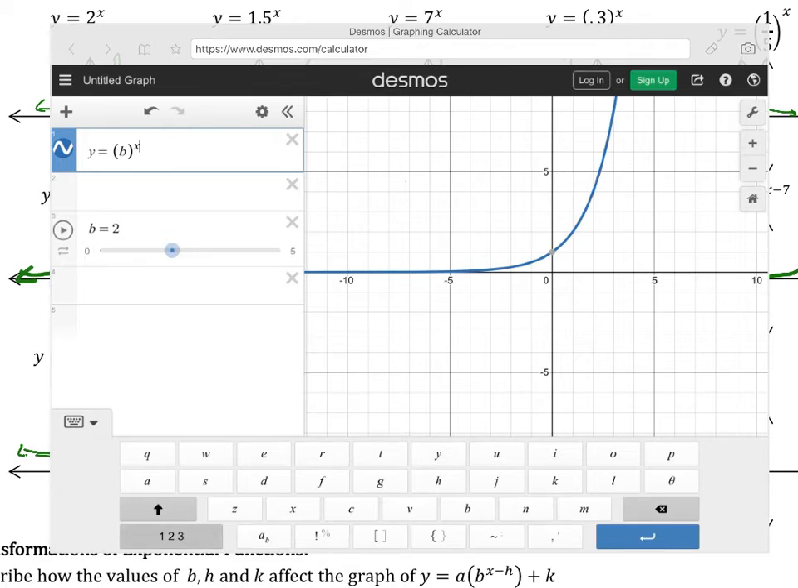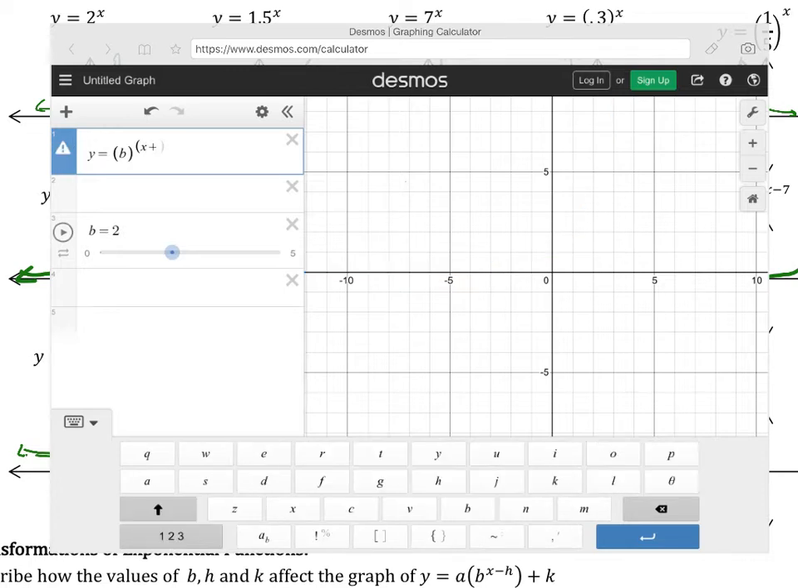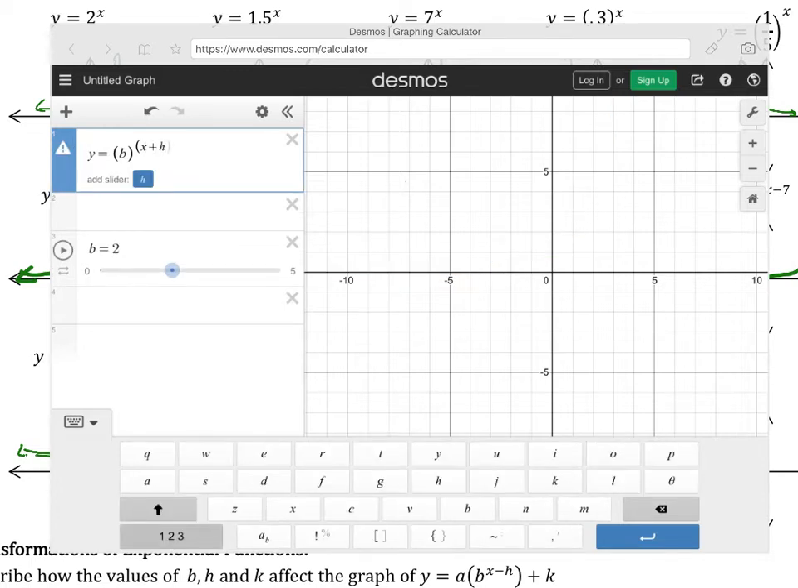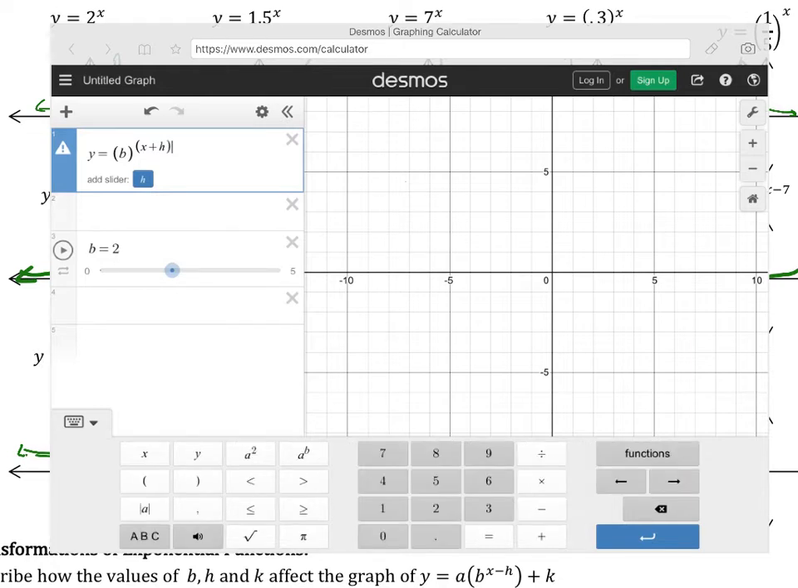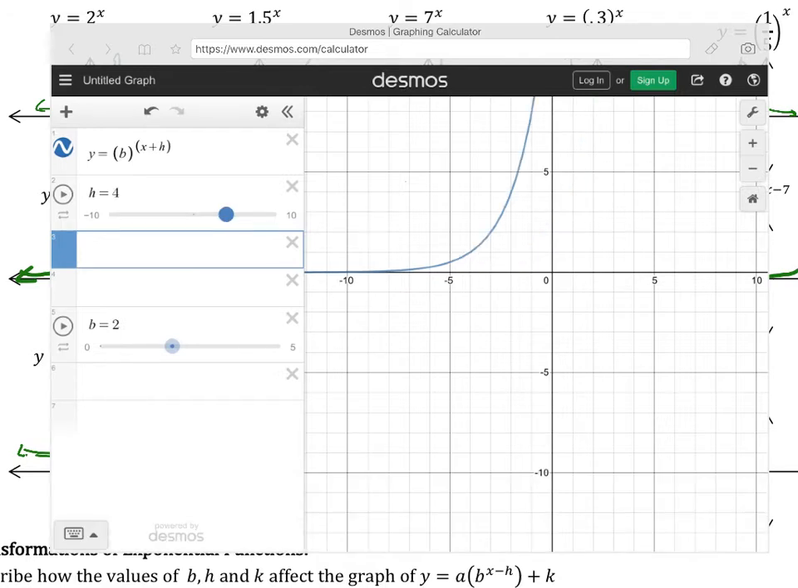So now let's change what's in the x up here. If we do x plus, maybe we'll call this h, and we'll get a slider there. When we add a number like +5, +6, +7, +8, notice the whole thing is sliding left. And when we subtract, the whole thing is sliding right. So this h value is our left and right control, just like with the quadratics, with the parabola. That's the idea there. Let's leave it at 0.